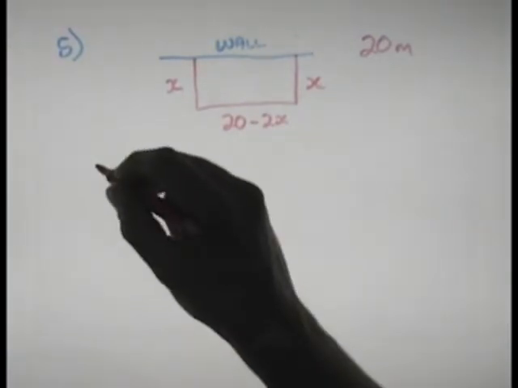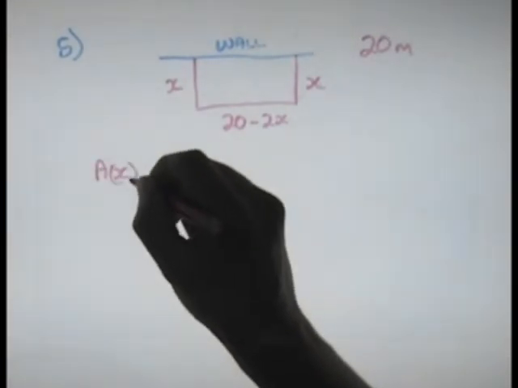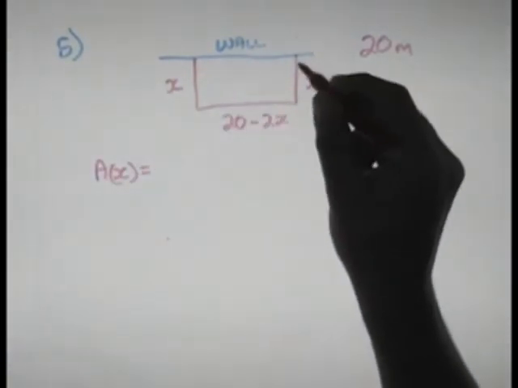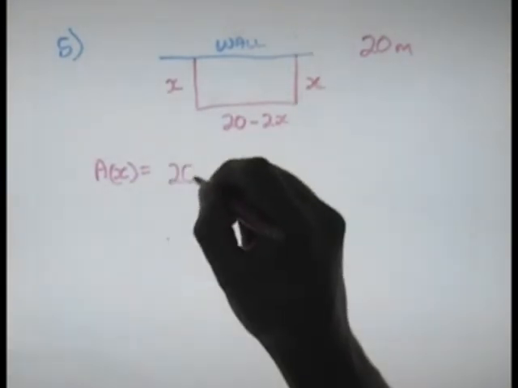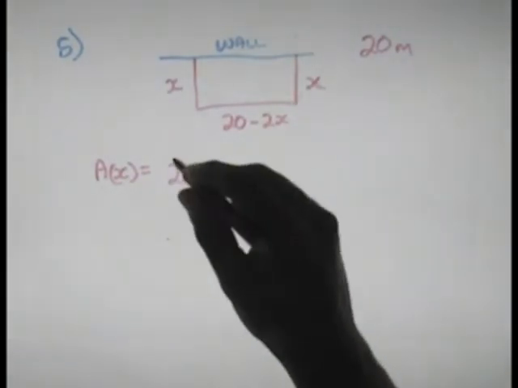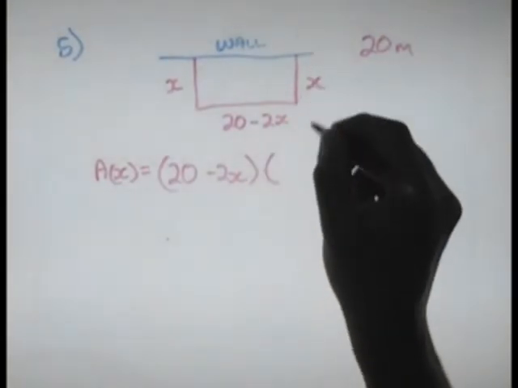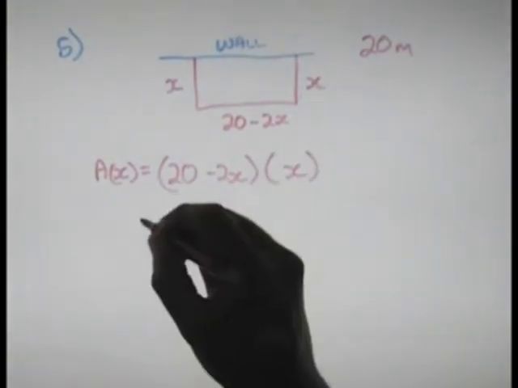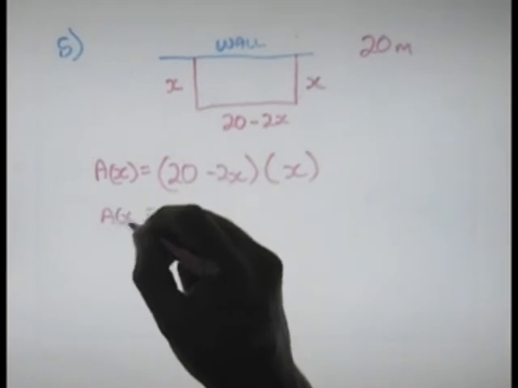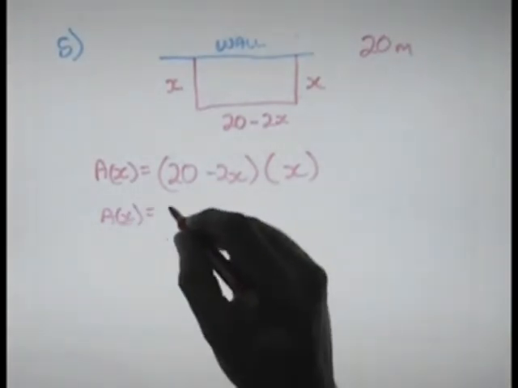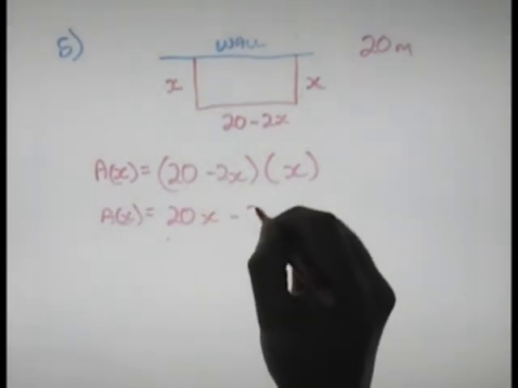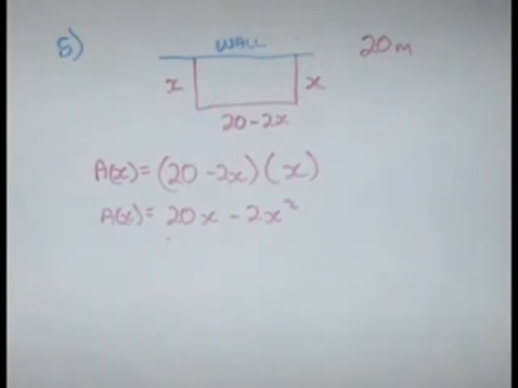My area in terms of x is going to be given by length times breadth, which is 20 minus 2x, length times breadth of x. Which means that my area in terms of x is going to be given by 20x minus 2x squared.